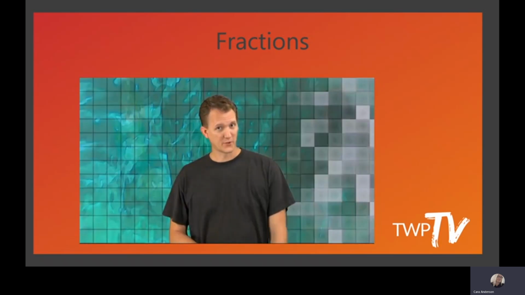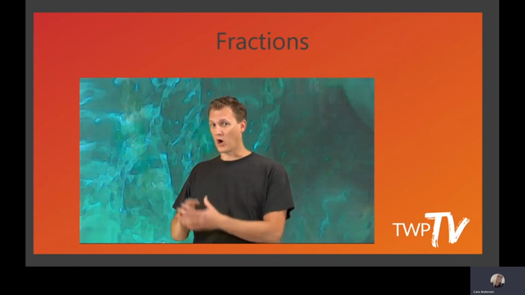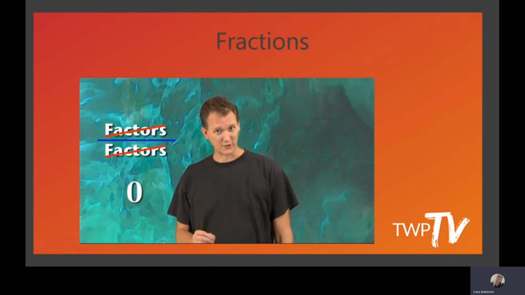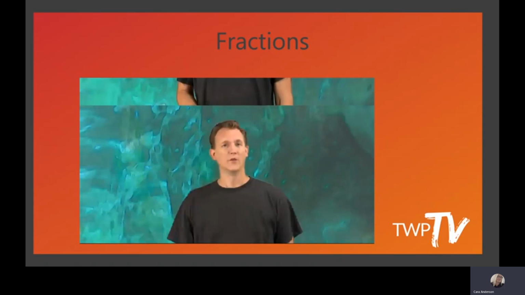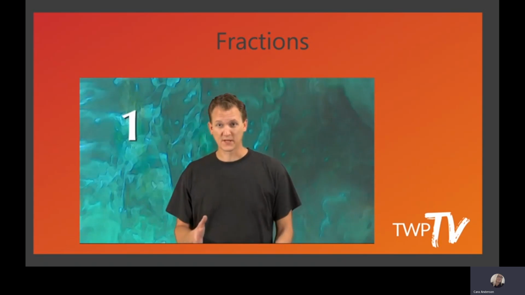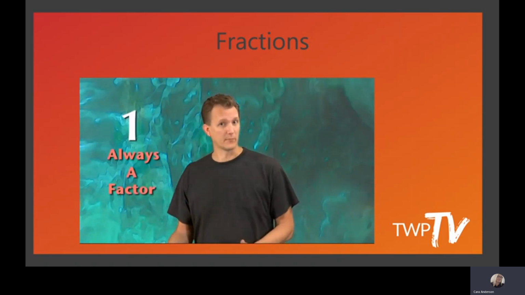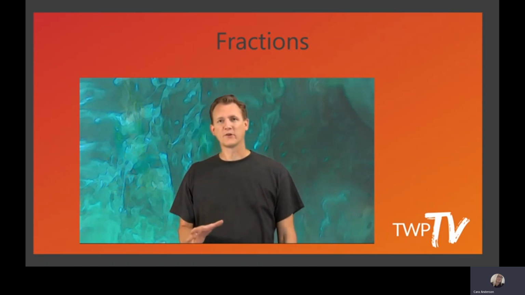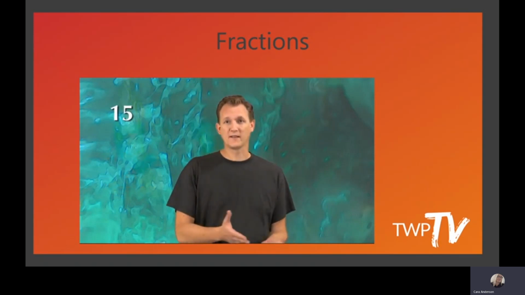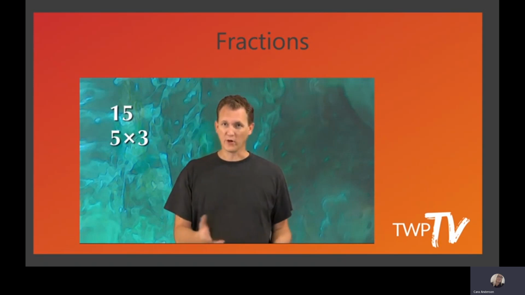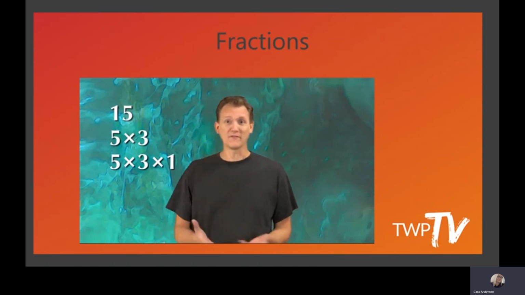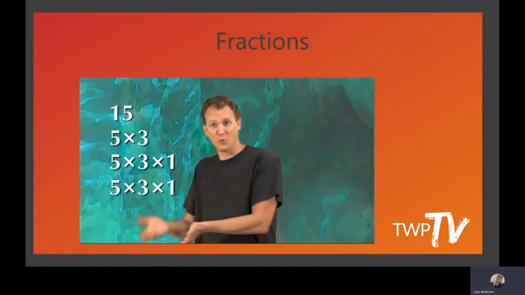Oh, and there's one important thing to remember. If you're ever able to cancel out all of the factors on the top or bottom of a fraction, don't be tempted to write in a 0. Put a 1 in there instead. The reason you can write in a 1 is because 1 is always a factor of any number. It's just we usually don't write it in. For instance, if you're going to factor the number 15, you just say that it's 5 times 3. But you could also say that it's 5 times 3 times 1. In fact, you could even say it's 5 times 3 times 1 times 1.